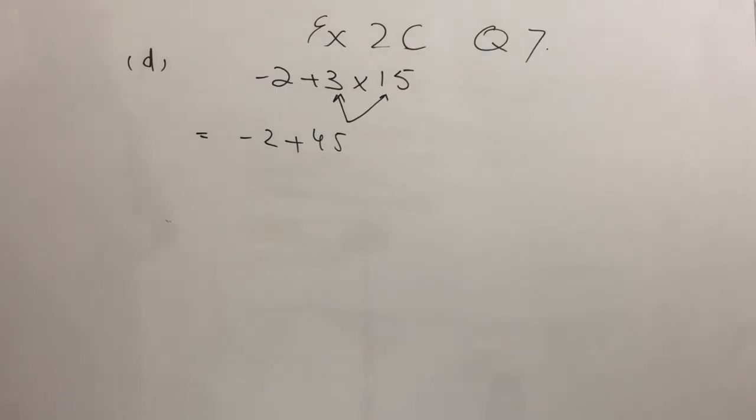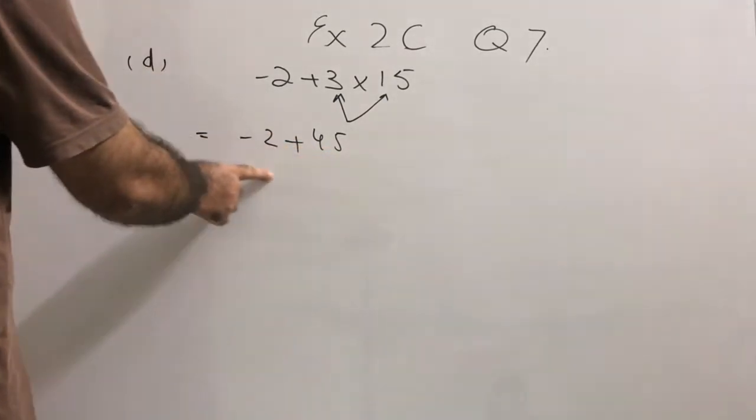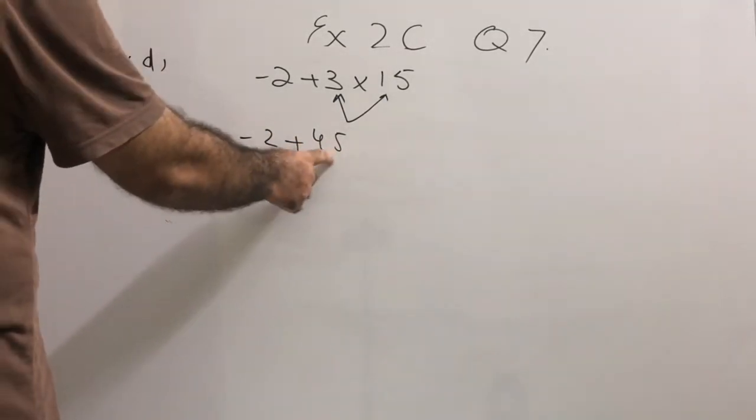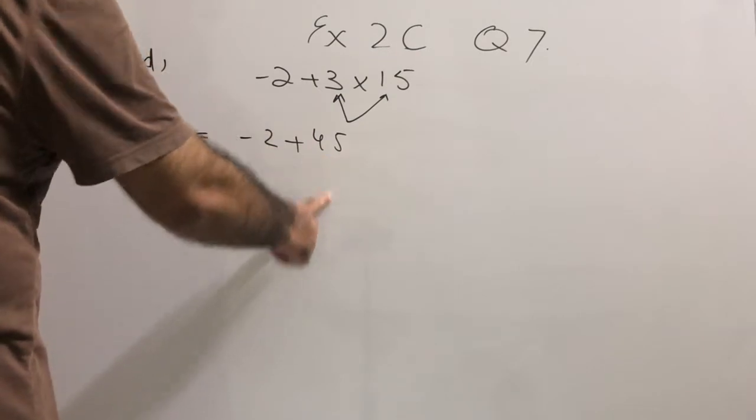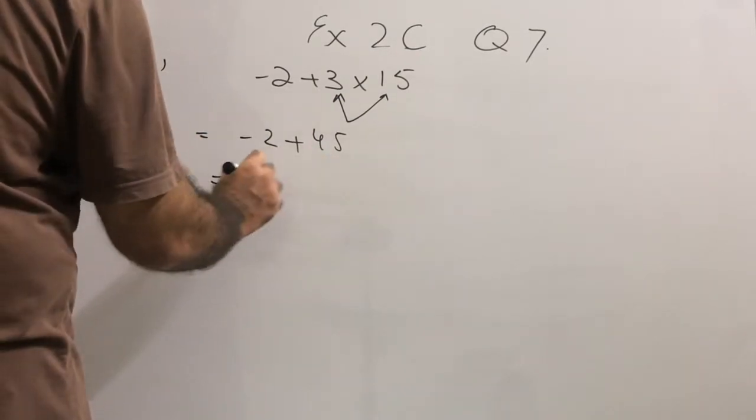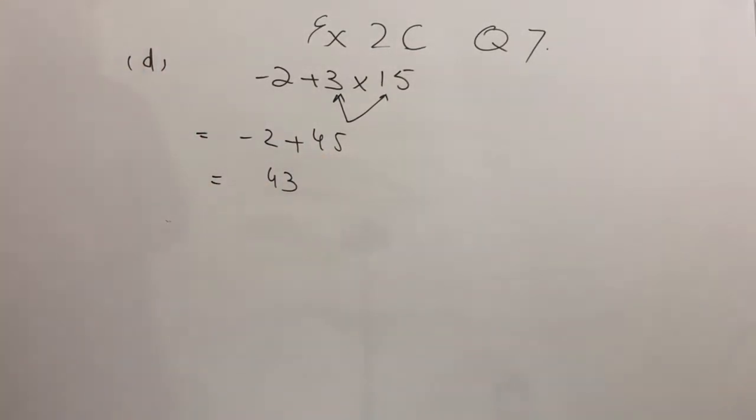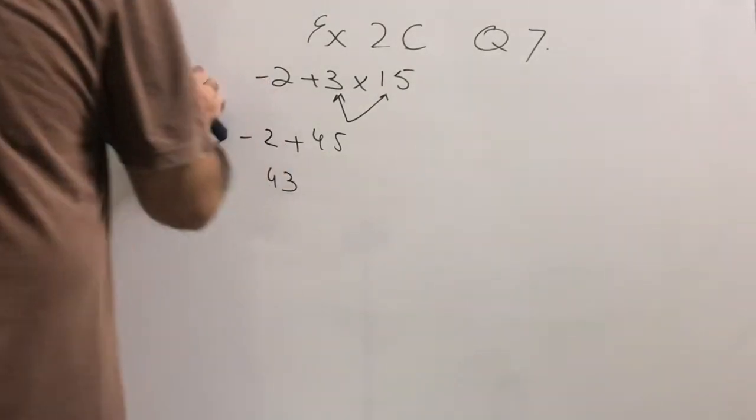Now $45 are in your pocket and $2 is the loan. So from your pocket you pay $2. The amount in your pocket will come down by $2. It becomes 43. So plus 43 is the answer for your part D.